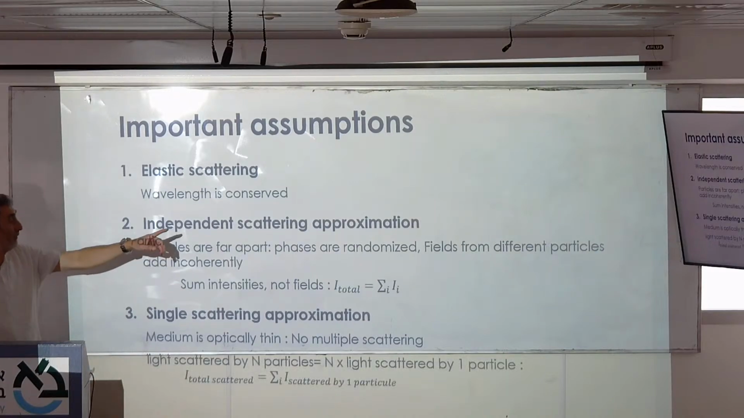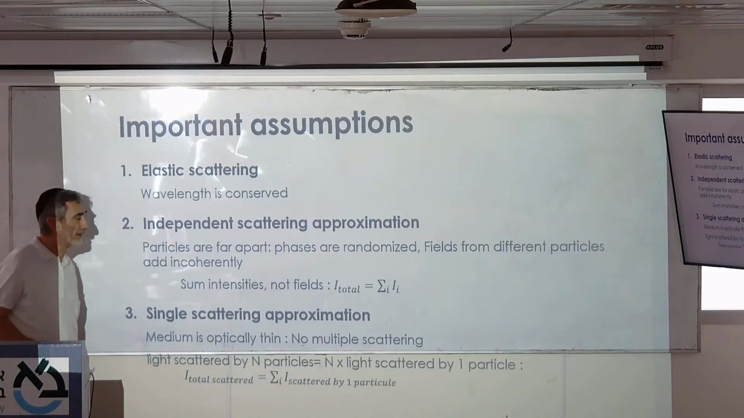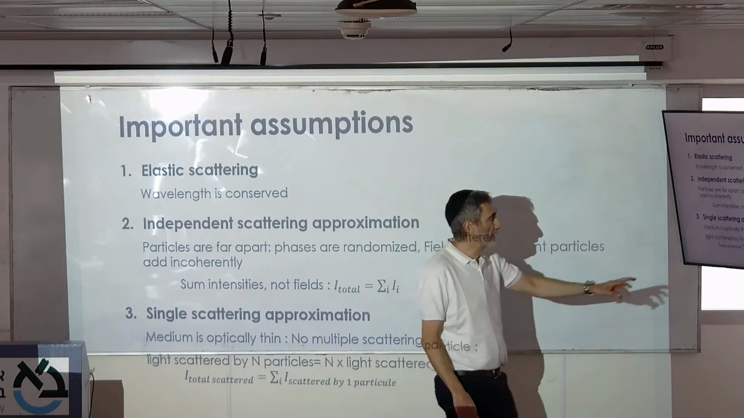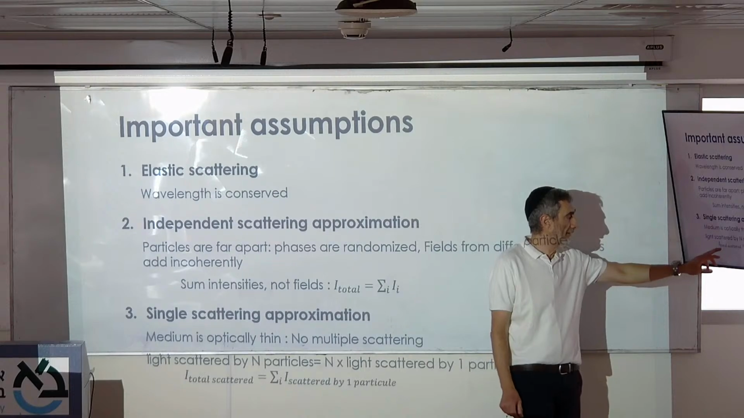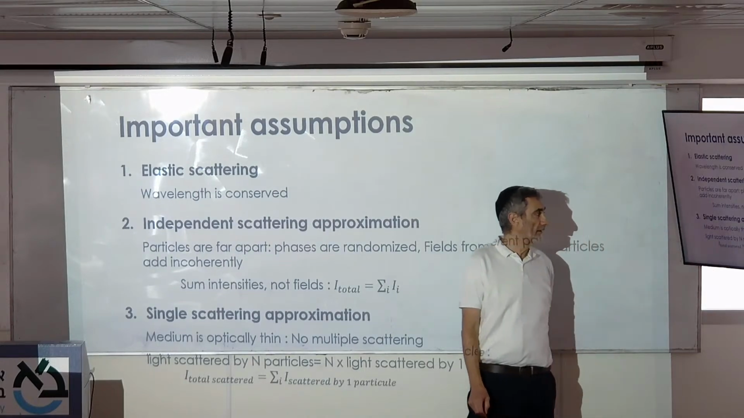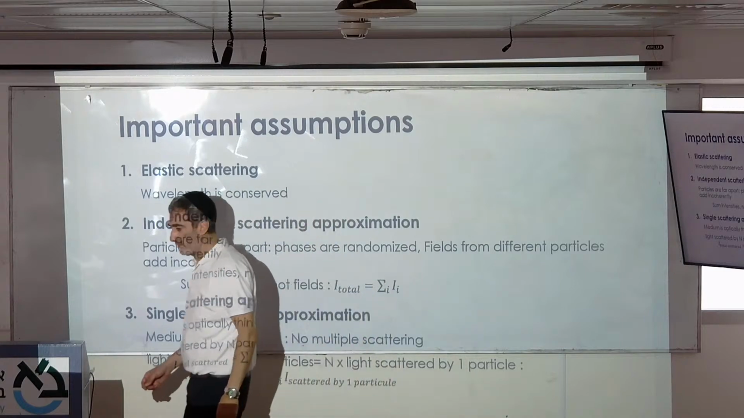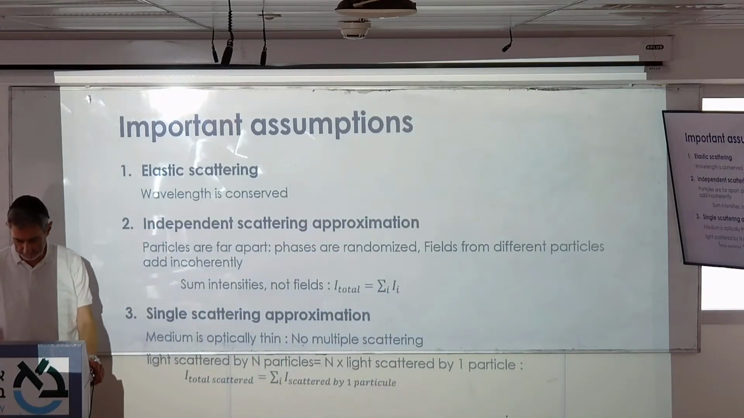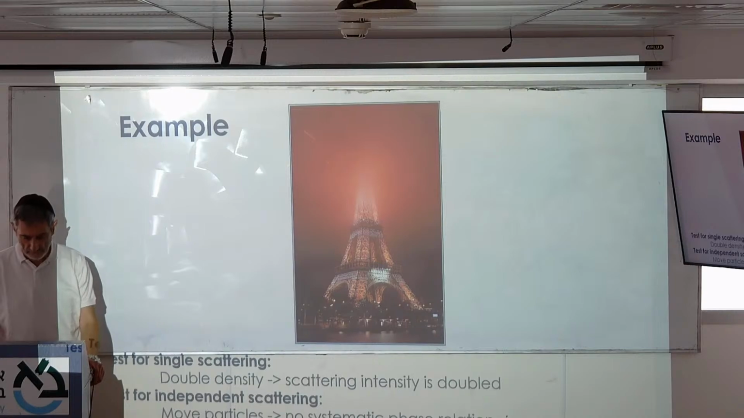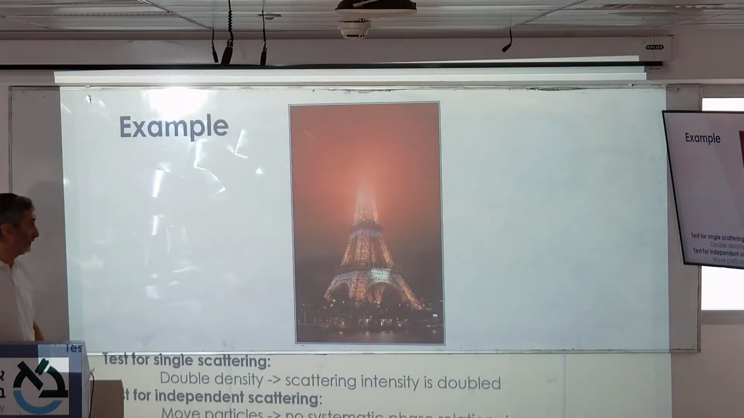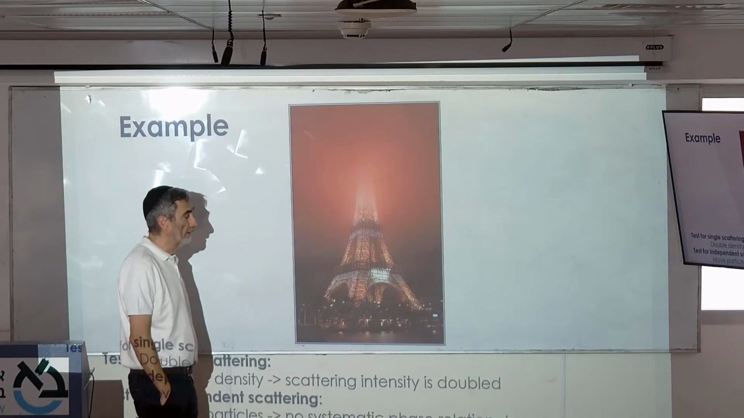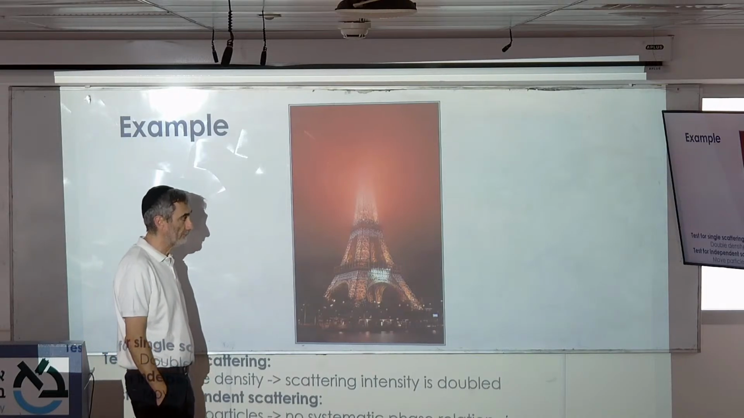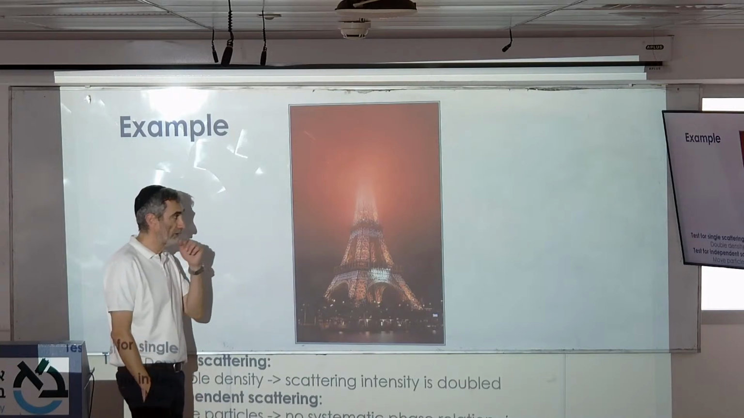Light scattered by n particles is n times the light scattered by one particle. So the total scattered light is the sum of each scattered light by each center. If you remember this picture here, how can we test for single scattering conditions, the single scattering approximation?